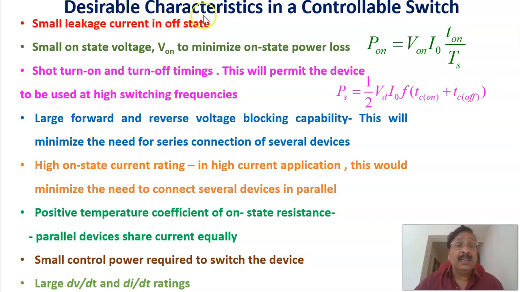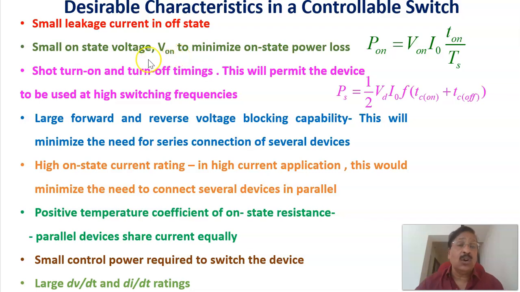Therefore, the desirable characteristics of a controllable switch: one is that leakage current should be very small, that is, small leakage current in the off state. When the switch is off, the leakage current should be very small. That is one desirable characteristic. Small on-state voltage, that is, when it is on, the voltage drop across the switch should be very small.